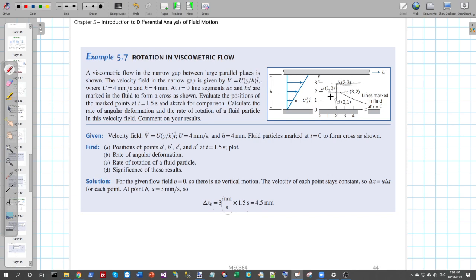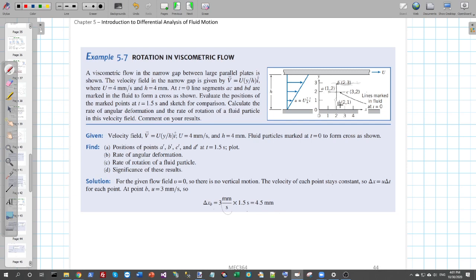So we can just forget about the Eulerian and Lagrangian descriptions. Each particle moves to the right at constant velocity. We calculate the velocity for each one using its y location, and multiplying by the t value tells us how far it moves to the right. For example, for particle B, you substitute y equal to 3 and get the x direction velocity, then multiply by delta t of 1.5. So after 1.5 seconds, particle B will move to the right a distance of 4.5 millimeters.